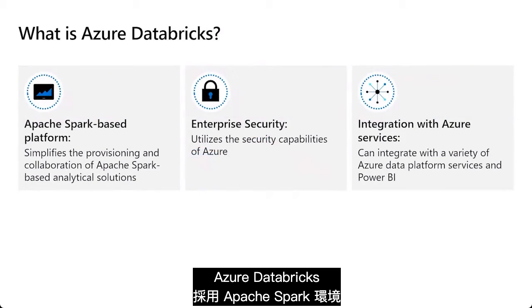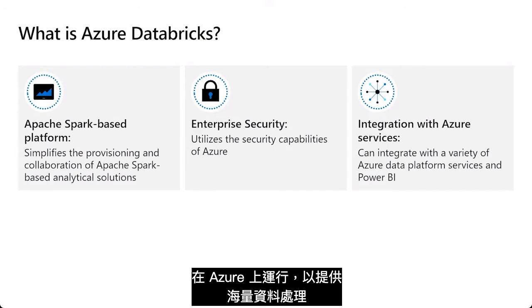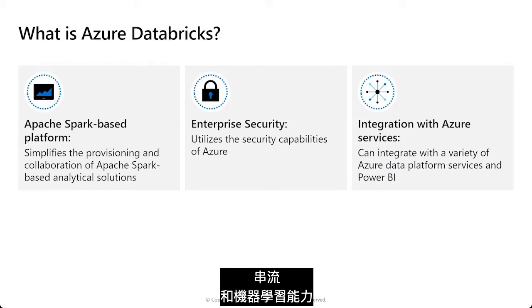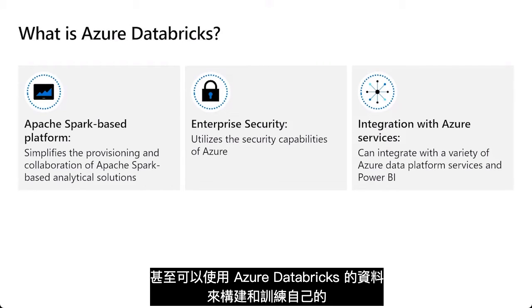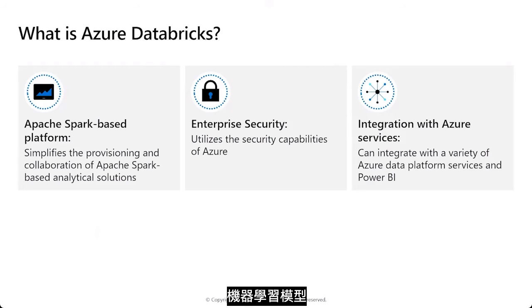Azure Databricks is an Apache Spark environment running on Azure to provide big data processing, streaming, and machine learning capabilities. Apache Spark is a highly efficient data processing engine that can consume and process large amounts of data very, very quickly. There are a significant number of Spark libraries you can use to perform tasks like SQL processing, aggregations, or even to build and train your own machine learning models using the data through Azure Databricks.